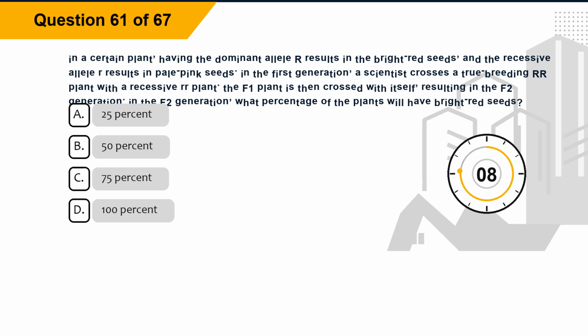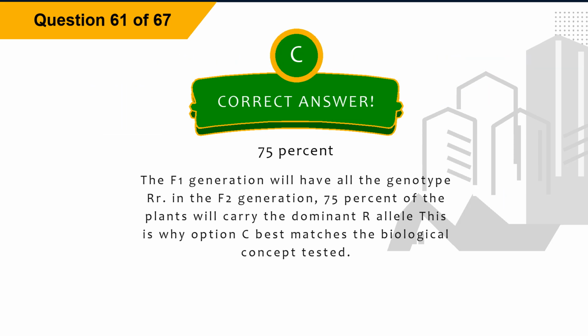Option A, 25%. Option B, 50%. Option C, 75%. Option D, 100%. The correct answer is option C, 75%. Explanation. The F1 generation will have all the genotype Rr. In the F2 generation, 75% of the plants will carry the dominant R allele. This is why option C best matches the biological concept tested.